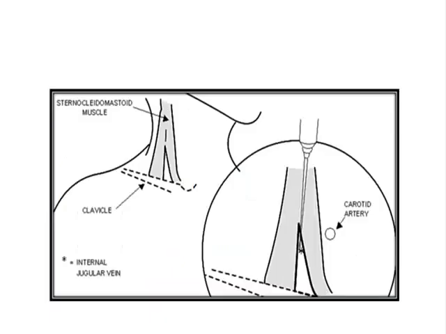This is the jugular triangle. It has two heads of the sternocleidomastoid. This is the lateral and medial head, and this is the top or tip. And we will insert the needle at this point. The carotid artery is lying medial to this.